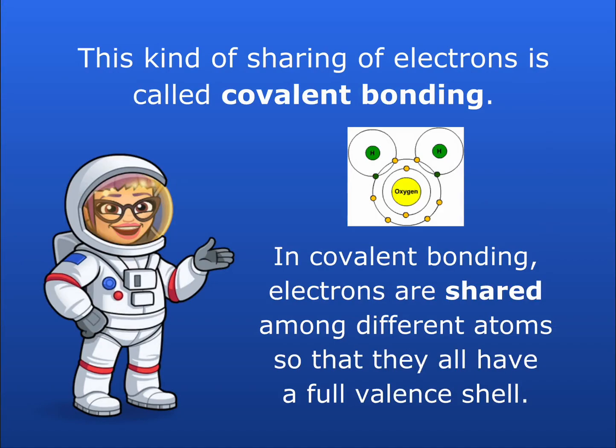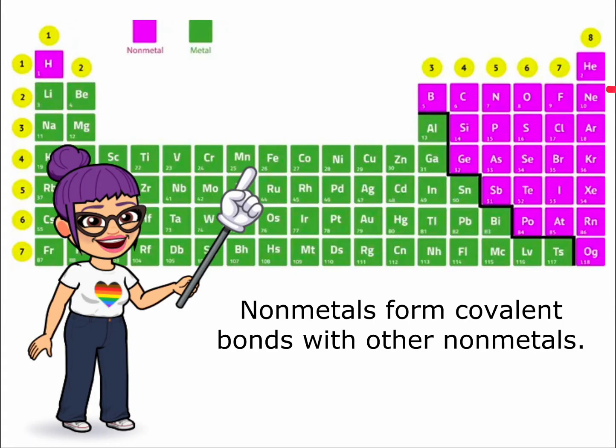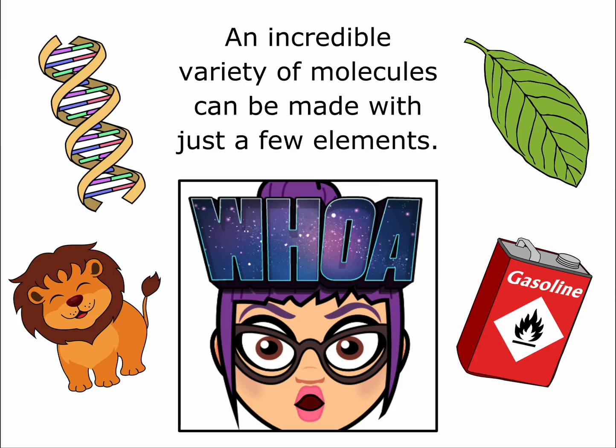So this kind of sharing of electrons is called covalent bonding. In covalent bonding, electrons are shared among different atoms so that they all have a full valence shell. Nonmetals are the ones that form covalent bonds, and they form them with other nonmetals. More specifically, it's basically just these ones in this triangle here, and it also includes hydrogen. An incredible variety of molecules can be made with just a few elements. On the screen here, we can see examples of all kinds of things that are made using basically just nonmetals.